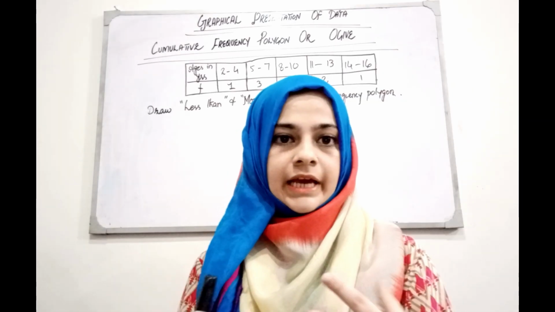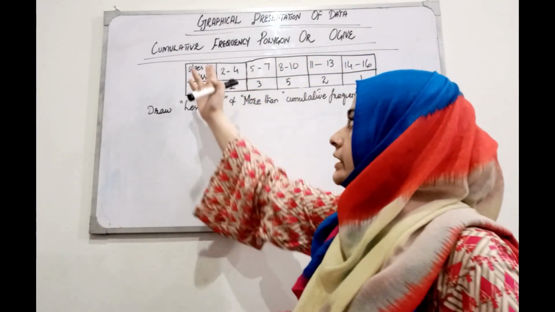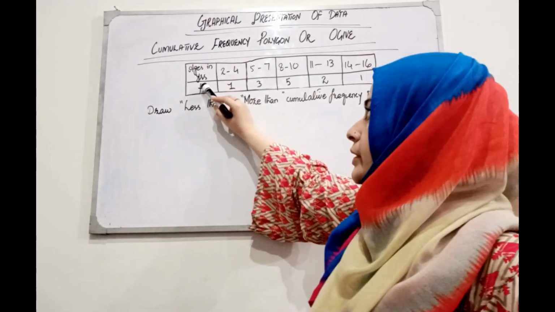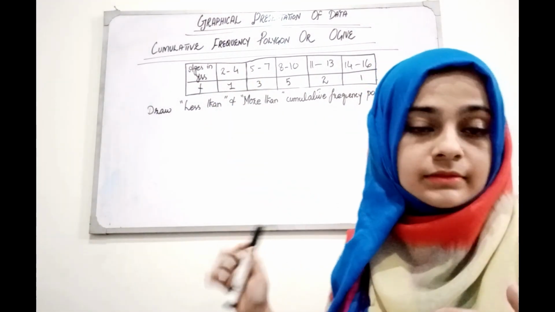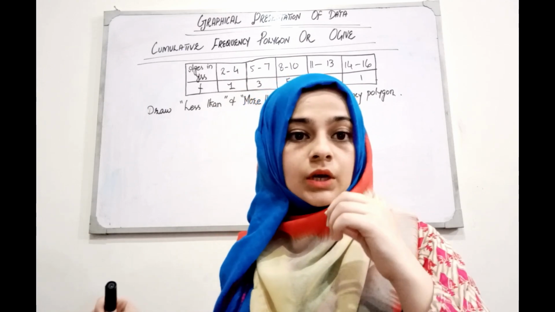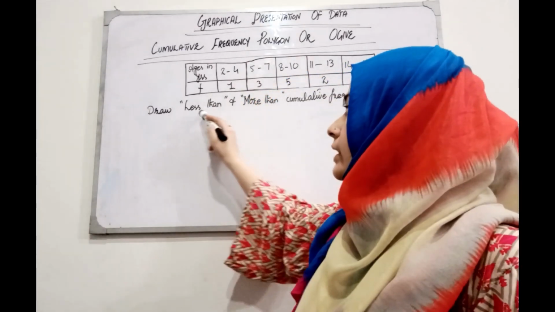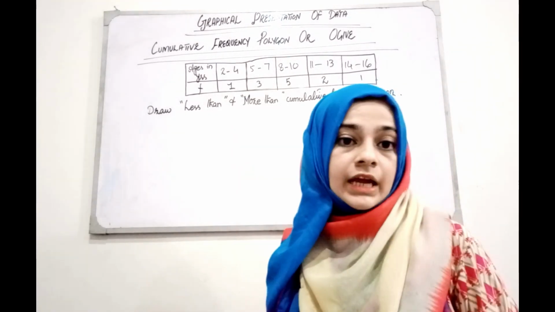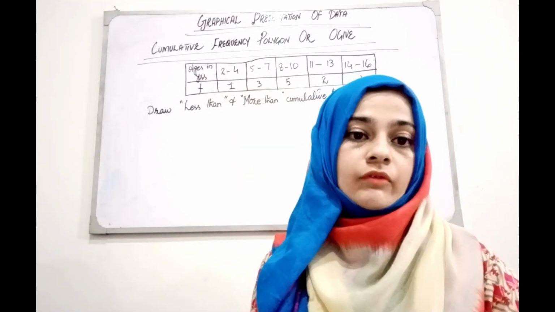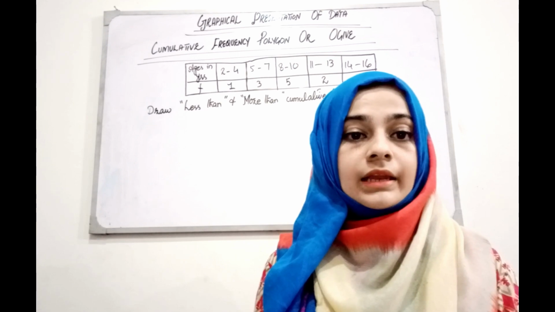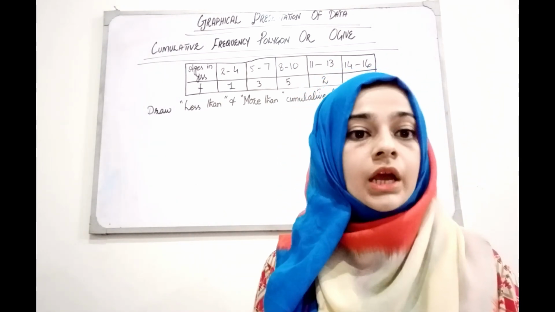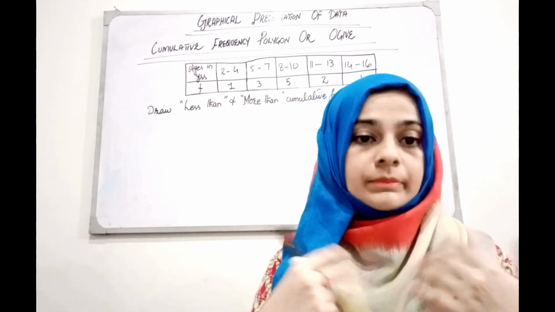So students, here we have a question. We have data. The data shows age in years, and it is grouped data with the particular frequency of each class. So the question is to draw less than and more than cumulative frequency polygons. I've already taught you how to make a less than type and more than type of cumulative frequency distribution, but today I will repeat that.